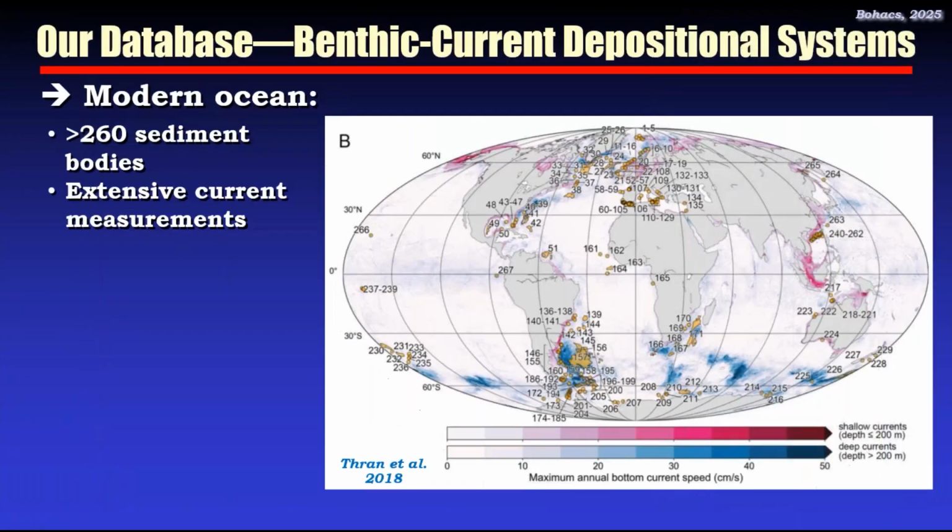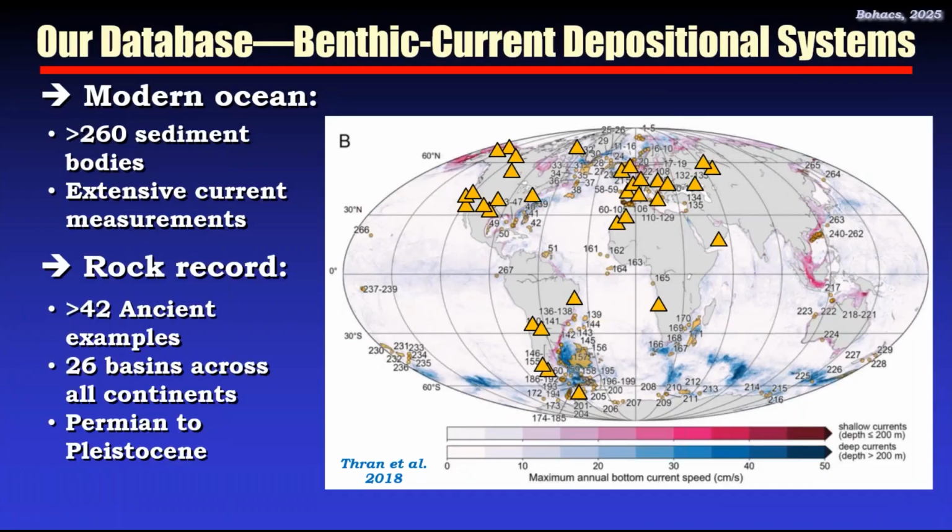The information in this talk comes from both the modern and the ancient. In the modern oceans, we have extensive current measurements as well as observations of more than 260 sediment bodies associated with benthic currents, shown in tan and numbered on this map. In the ancient, we have more than 42 examples from 26 basins across all continents of Permian to Pleistocene ages so far.